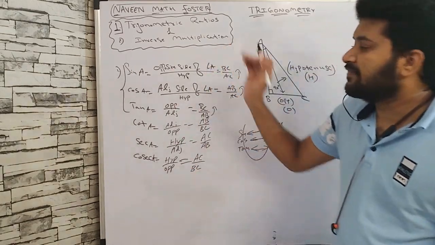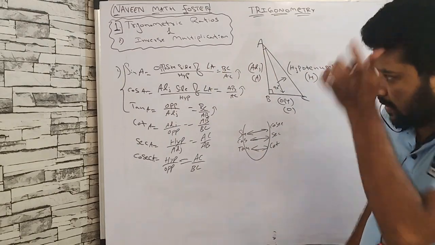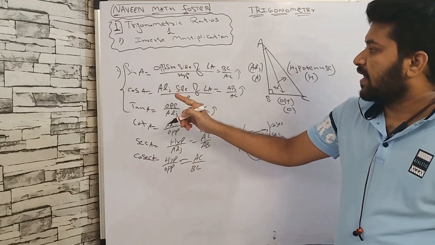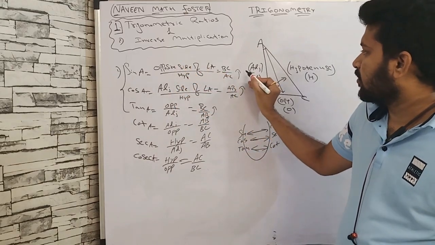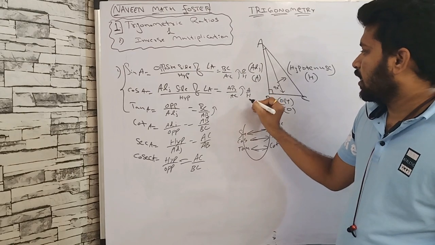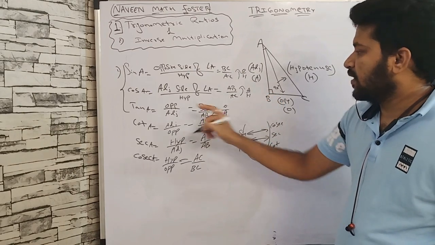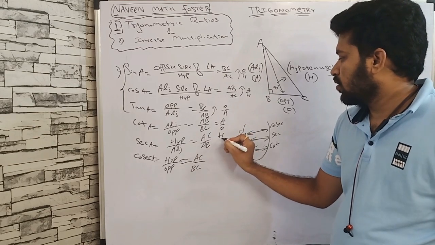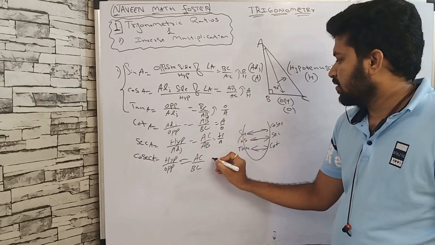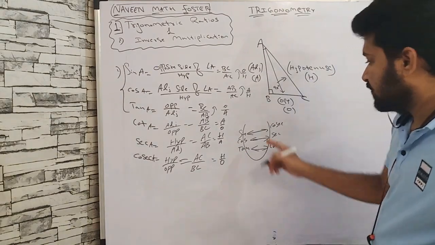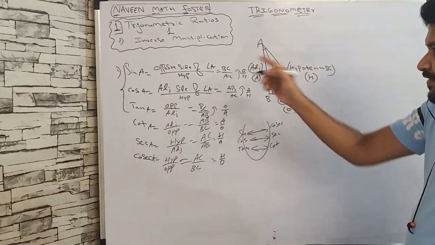And coming to their inverse multiplication, just focus on that. If you write short forms for them, it will be easy. Sine is O by H, cos is A by H, tan is O by A, cot is A by O, secant is H by A, cosecant is H by O. Now let us multiply their inverses.